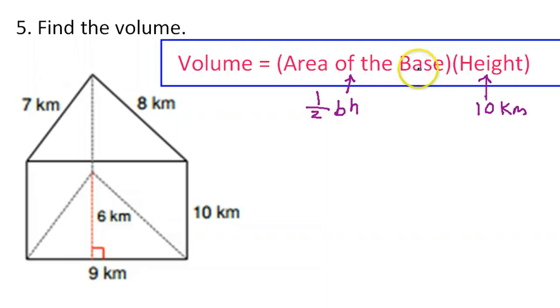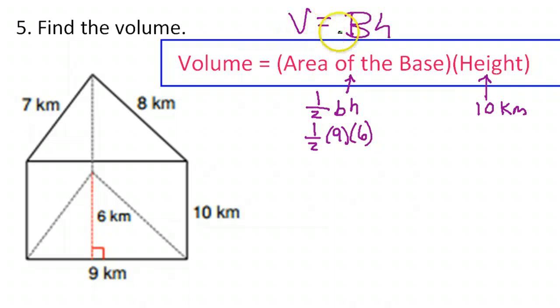So as we find the area of the base here, the area of this triangle, that's going to be 1/2 times 9 times 6. Notice I'll use a little b for the base of a triangle. But if I want to talk about the base of the entire prism, that would be big B. So in this formula, volume equals area of the base times the height, the area of the base is capital B, but just the base of the triangle is little b. Anyway, so 1/2 times 9 times 6, 1/2 base times height.